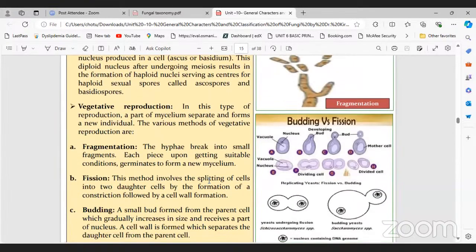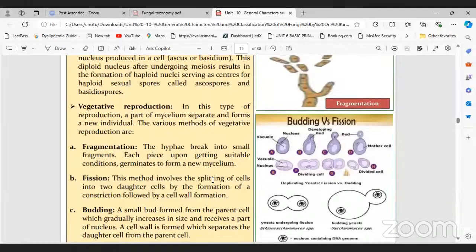Coming to the first reproduction, the vegetative reproduction. In this type of reproduction, a part of the mycelium separates and forms new individuals. The various methods of vegetative reproduction are fragmentation, fission, and budding. First one is fragmentation.